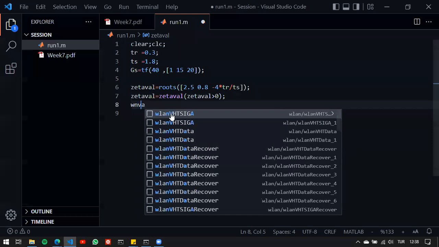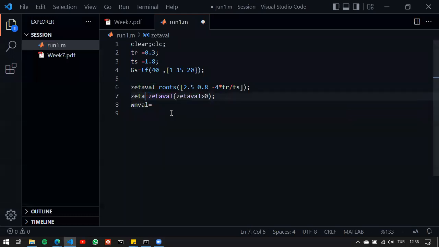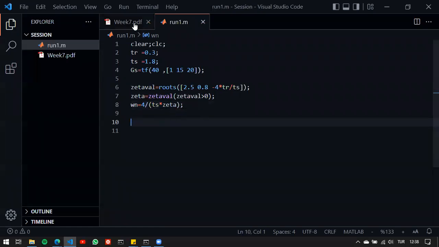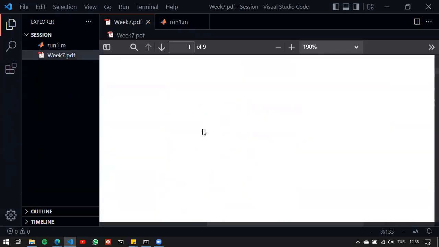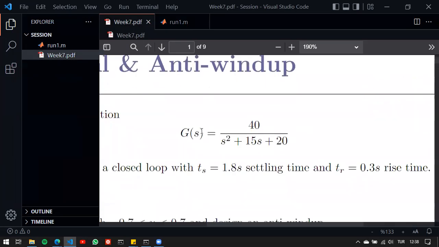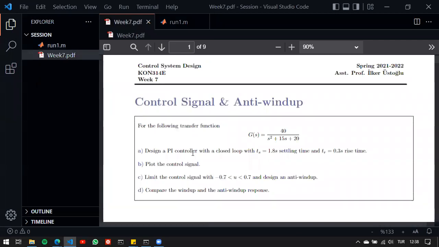So omega n val, or maybe I should call it zeta and omega n. There we go. Should be equal to 4 divided by Ts times zeta here. So I know what zeta and omega n should be. So let's go back to our question here. Design a PI controller. So let's try to do that.